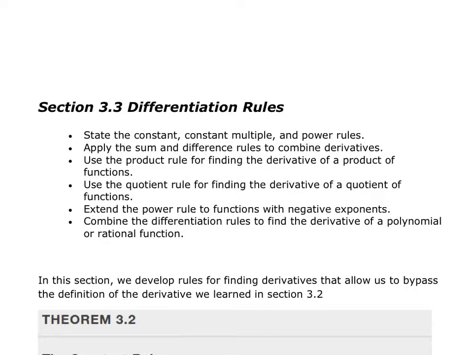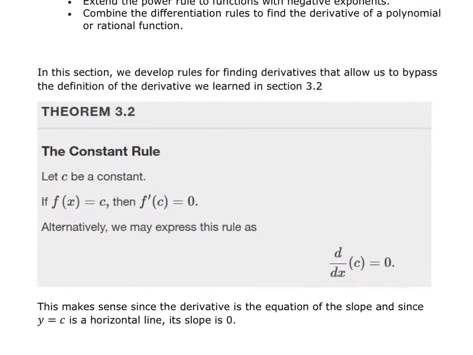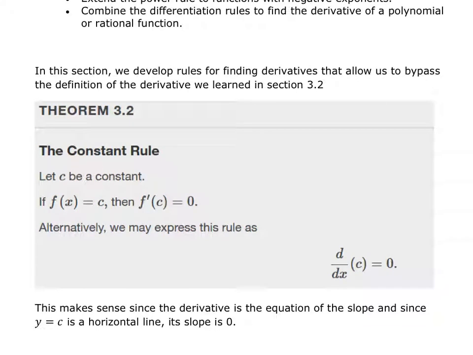So the first thing we're going to talk about is the derivative of a constant. The derivative of a constant is 0. And that makes sense because a constant is a horizontal line. The slope of a horizontal line is 0, so the derivative of a constant is 0. So if I tell you that I have my function g of x is equal to 5, and I want to find g prime of 5, it is 0. And that's because it's a horizontal line.